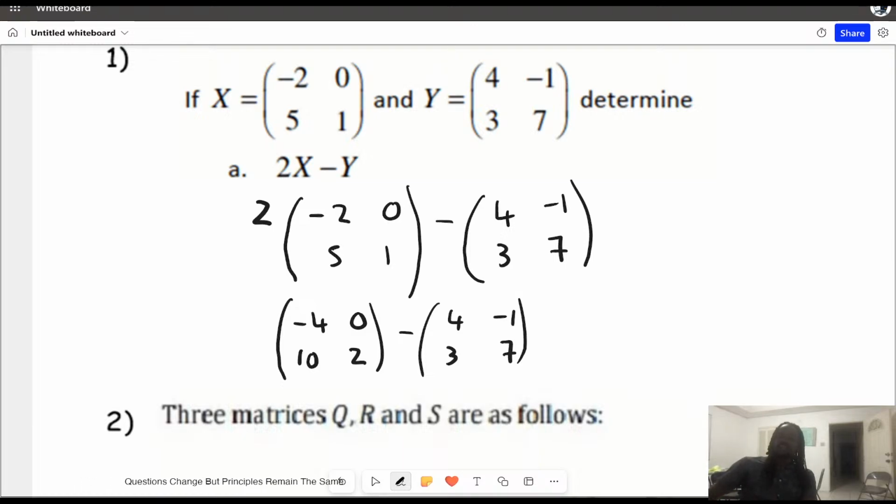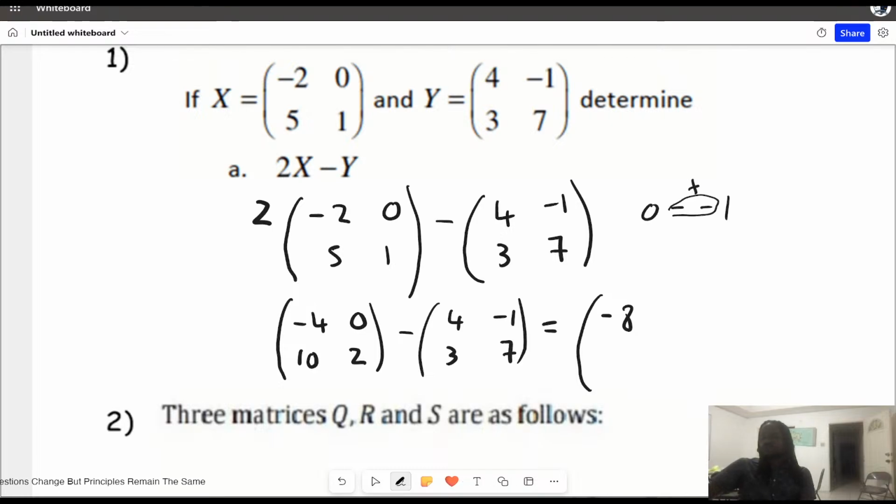When you're adding or subtracting, work out the corresponding element. So negative 4 minus 4. What does that give me? Bam, negative 8. 0 minus negative 1. Remember, you're always going to end up adding when you have two minus signs like that. So 0 plus 1, that is 1. Then next, 10 minus 3, that gives me 7. And then 2 minus 7, that gives me negative 5.